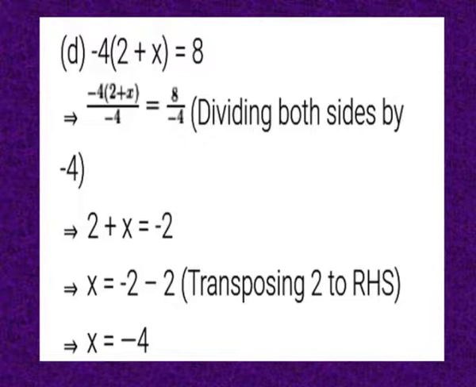Now we are transposing plus 2 from LHS to the RHS. While transposing, it becomes minus 2. Thus our equation is x is equal to minus 2, and already the RHS is also minus 2. Now x is equal to minus 2 minus 2, which is minus 4. Hence x is equal to minus 4, which is our required solution.